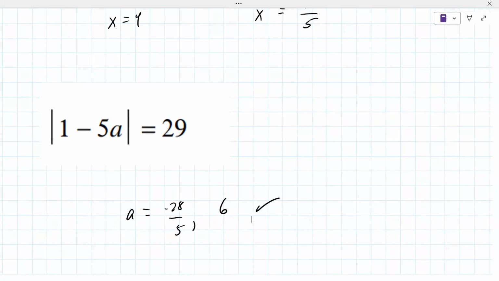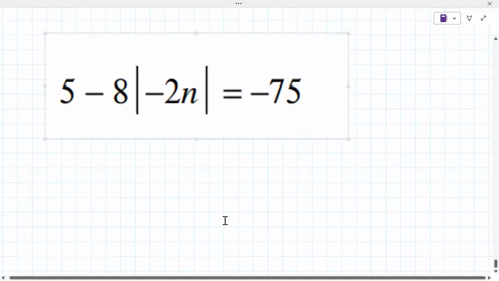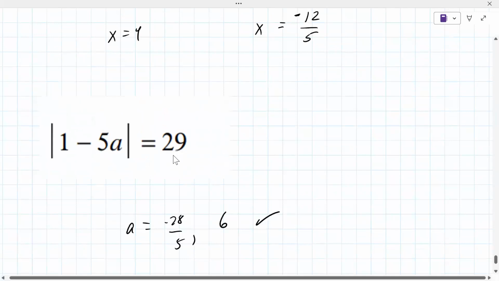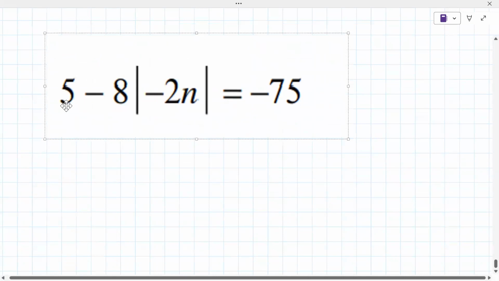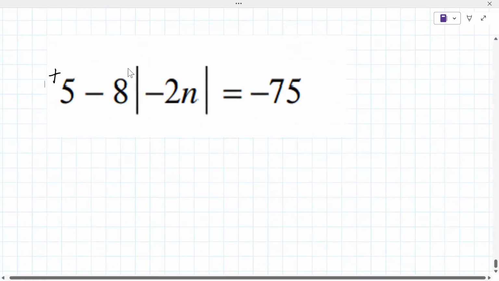Okay, so the other thing that can happen here is you can get an equation where you have to do some stuff before you do the part that we just did. What I mean by that is, in all the previous problems, it was absolute value of something equals a number. Here you've got a 5, which is positive, and this -8 is multiplying it. So you really have to get rid of all this other stuff.